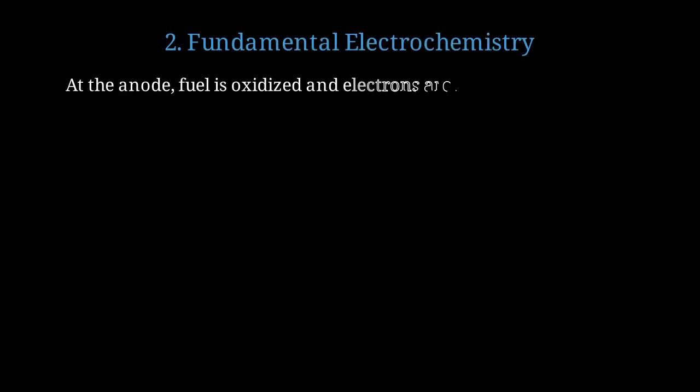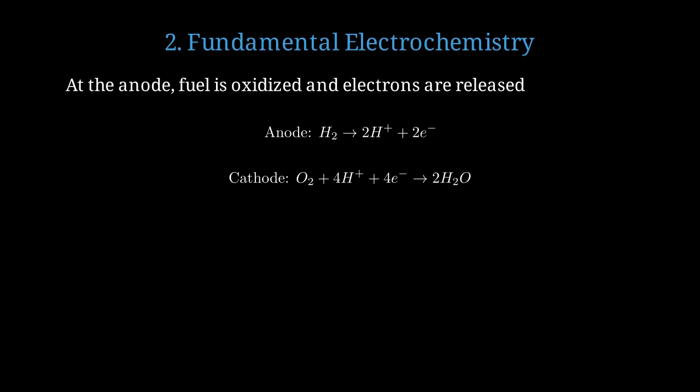At the anode electrode, fuel molecules, like hydrogen or methanol, are oxidized, releasing electrons that flow through an external circuit. For hydrogen fuel, the anode reaction is hydrogen gas yields 2 protons plus 2 electrons. This is the hydrogen oxidation reaction. At the cathode, oxygen is reduced by combining with protons and electrons to form water. This is the oxygen reduction reaction. The overall reaction combines hydrogen and oxygen to produce water, releasing electrical energy in the process.